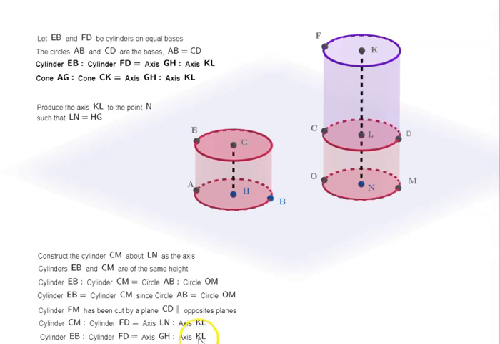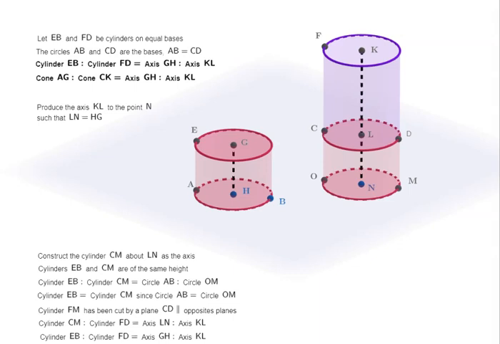How can we say that? Because cylinder CM is to cylinder FD as axis LN is to axis KL. But LN is equal to GH and EB is equal to CM. So we substitute CM with EB and LN with GH, and we get what was required. That is, cylinder EB is to cylinder FD as axis GH is to axis KL.